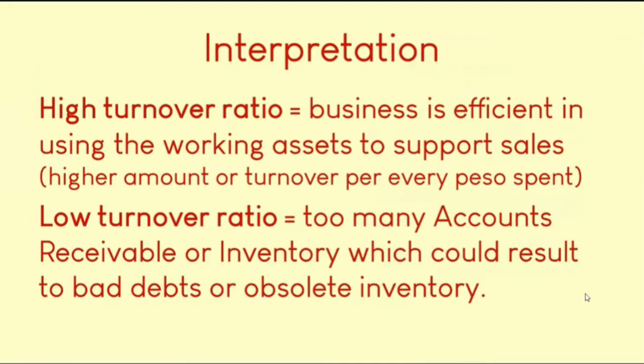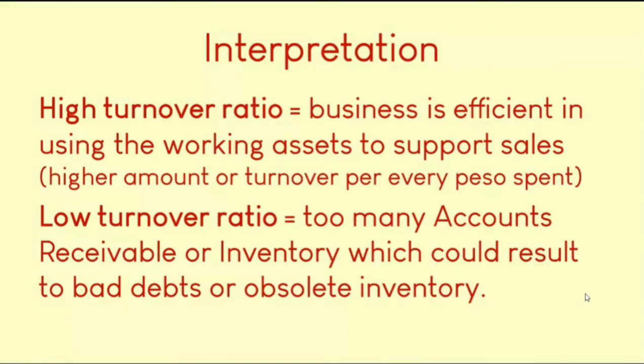So we interpret that as either a high turnover ratio or a low turnover ratio. So for the working capital, we have specific numbers. A good working capital turnover is 1.5 to 2, so that would be classified as the high turnover ratio. If we have a high turnover ratio in the working capital, that means the business is efficient in using the working assets to support sales.